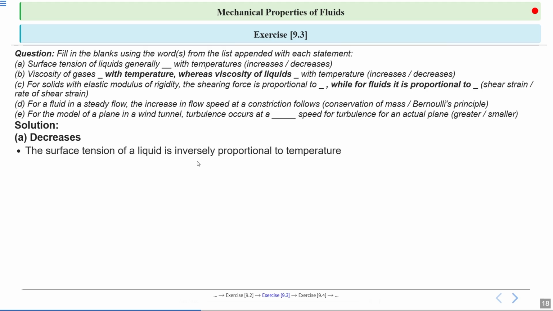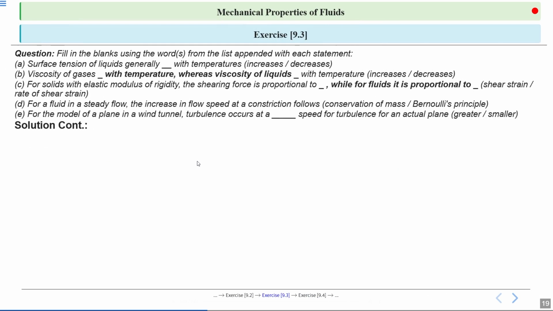The surface tension of liquid is inversely proportional to temperature. Now, let's focus on part B of the question. The answer is increases, then decreases. This means that the viscosity of gases increases with temperature, while viscosity of liquids decreases with temperature.